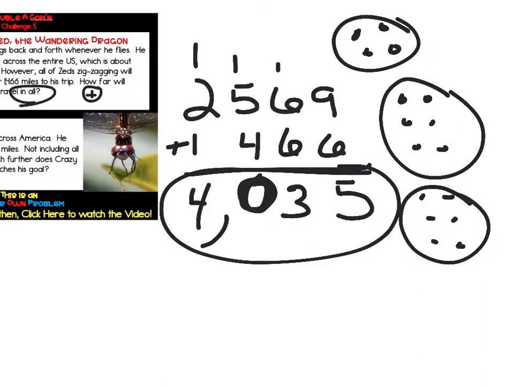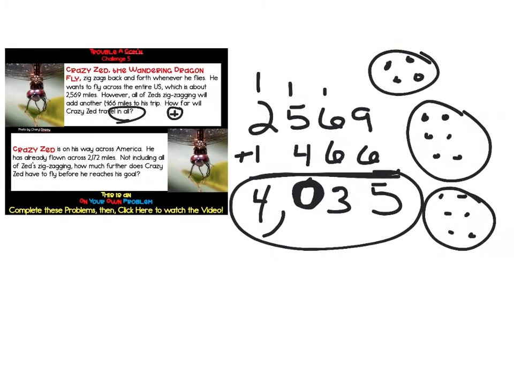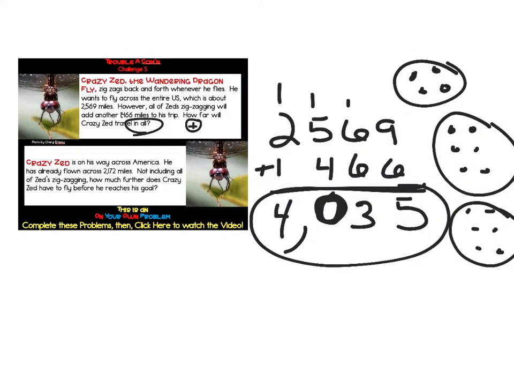All right, so now 4,035, and that is the amount of miles in all that our friend Crazy Zed, the wandering dragonfly, will fly when he's going across the United States of America, my friends.